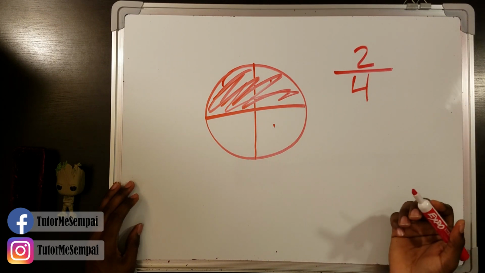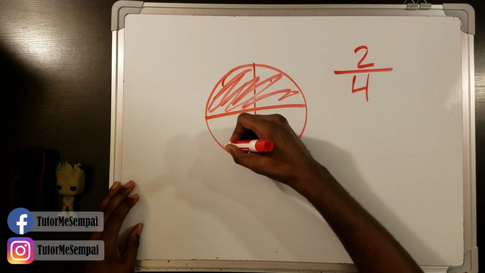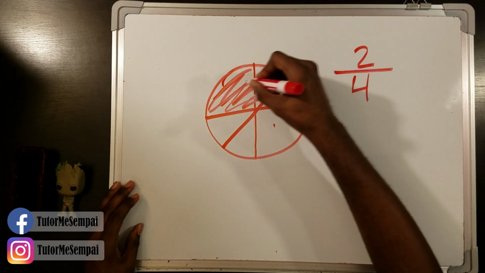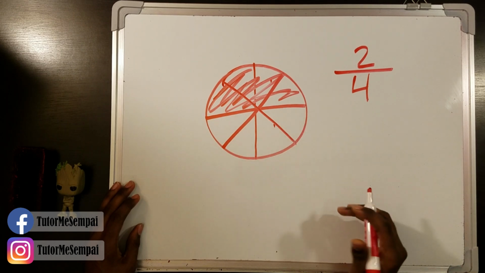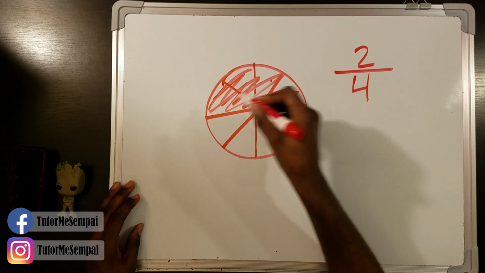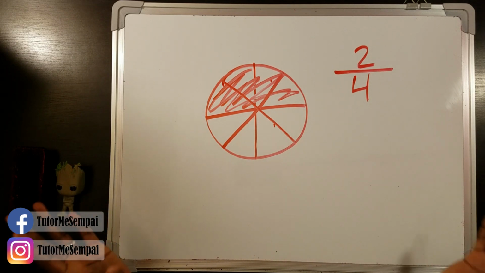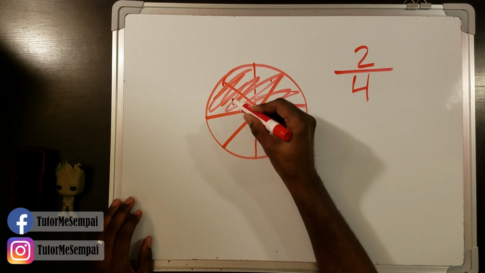Well, what happens if I cut these into more slices? Remember, trying to make them as equal as possible. Forgive me, I'm a little shaky. But let's say I cut these into equal slices. But I ate the same amount, right? How many slices did I eat this time?